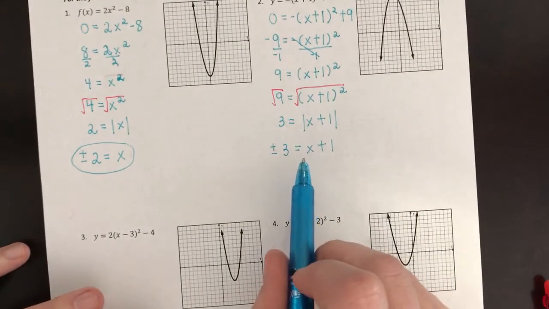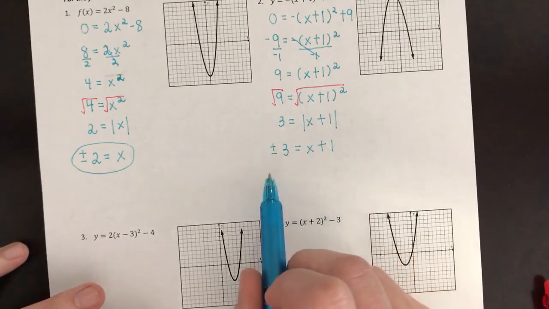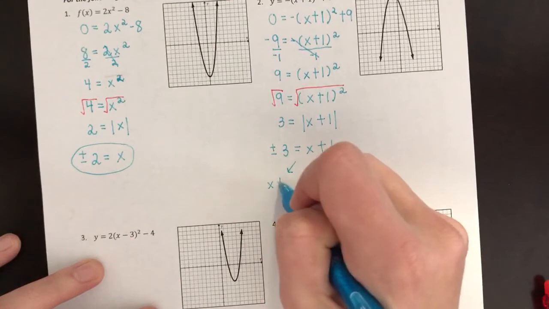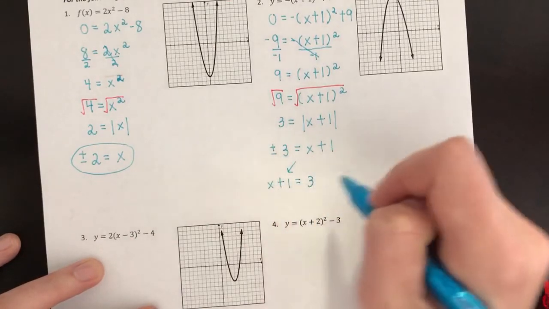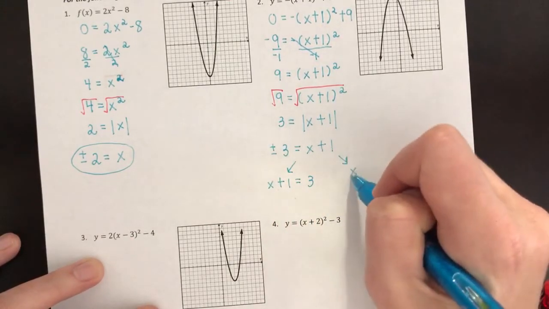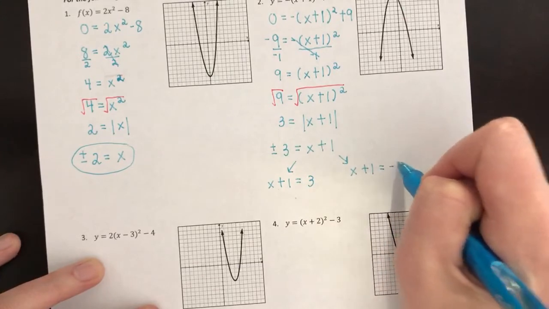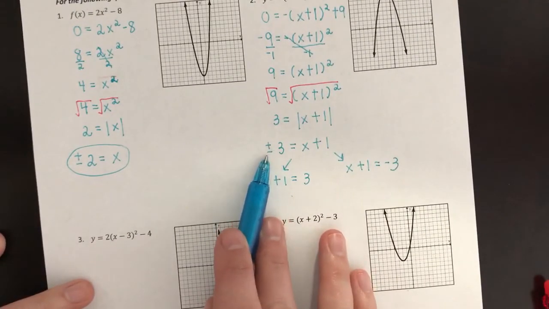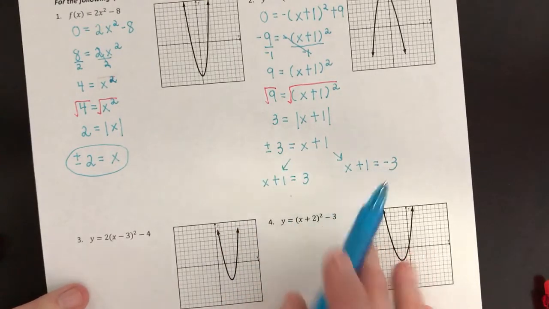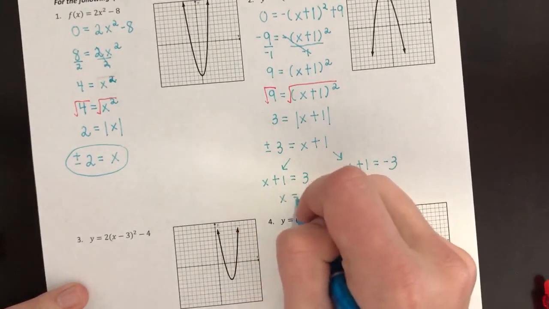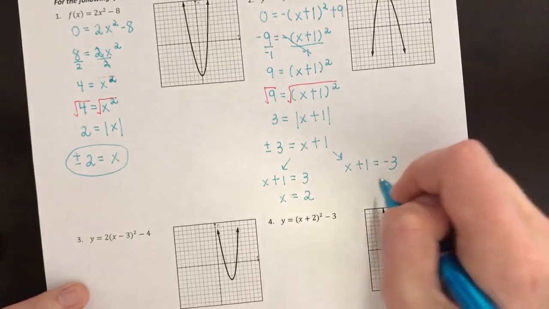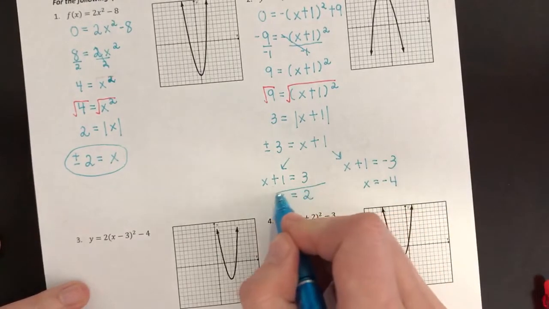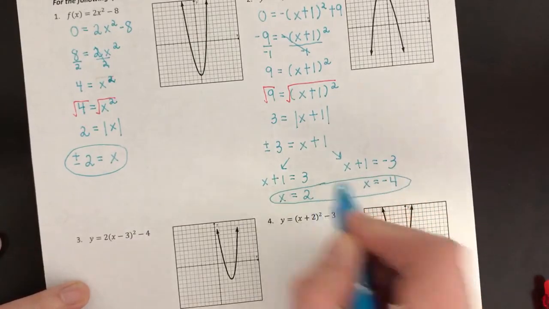You can go ahead and split it up into two problems where you say x plus 1 equals positive 3 or x plus 1 equals negative 3, because you've got two possibilities, one where 3 is positive and one where 3 is negative. So in this case, x equals 2. And in this case, x equals negative 4. So those are our solutions by algebra.